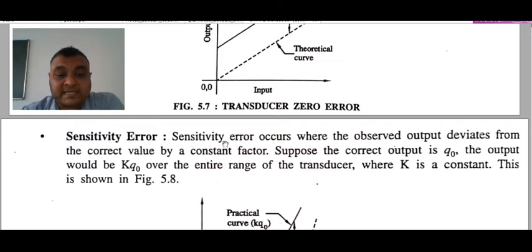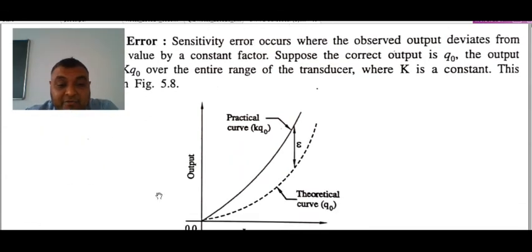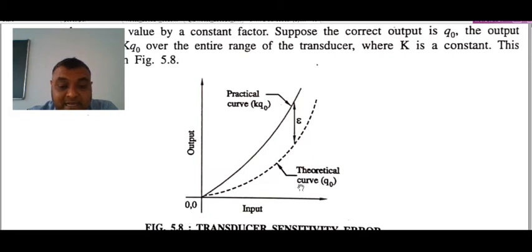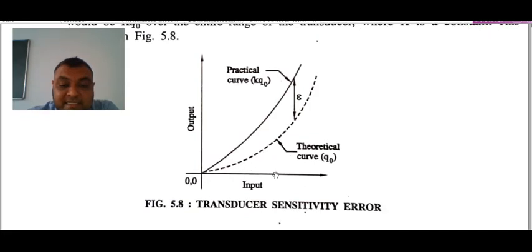Now sensitivity error occurs where the observed output deviates from the correct value by a constant factor. Suppose the correct output is q, then the output would be kq over the entire range of the transducer, where k is a constant. This is shown in the figure. Now whenever you take the sensitivity error, you will consider this graph once again. On the x-axis the input is given, and on the y-axis the output is given. Now this is the theoretical value for the sensitivity error. This should be the error as per the theory.